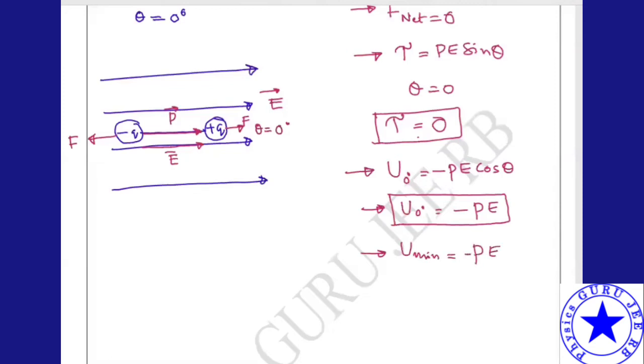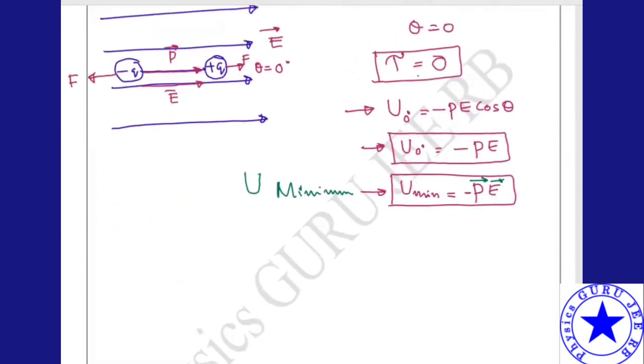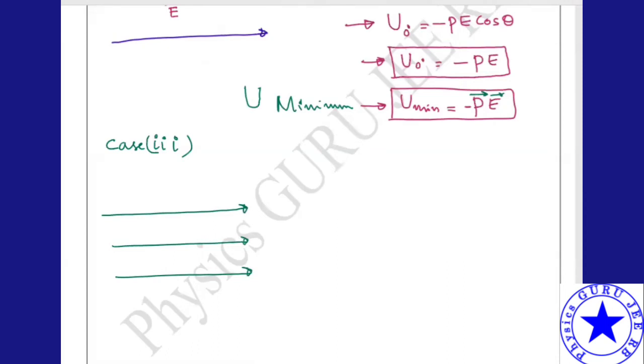So minus PE is the minimum. Let me keep it in a box. Very important point here: the potential energy is minimum, minus P into E. Right? Next, case 3. We'll go with case 3. What are the common terms we are getting? In case 3, I'll take the same thing, points 1, 2 and 3, and here it is 4.